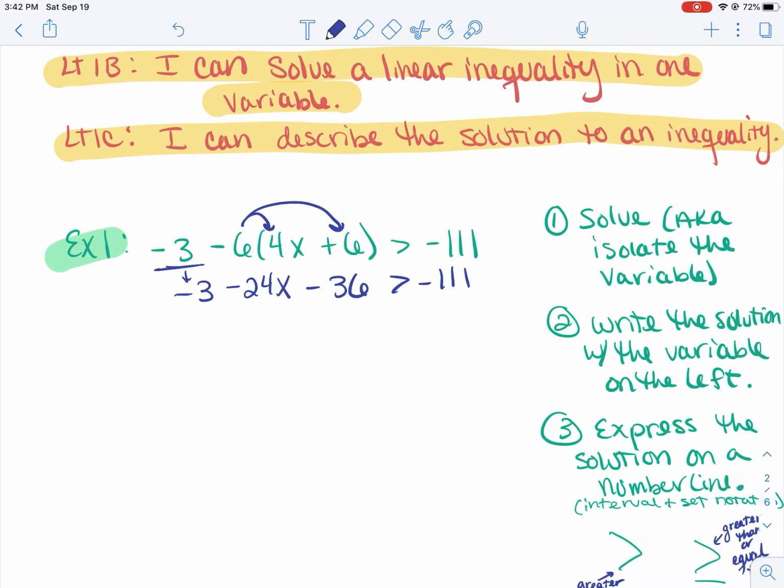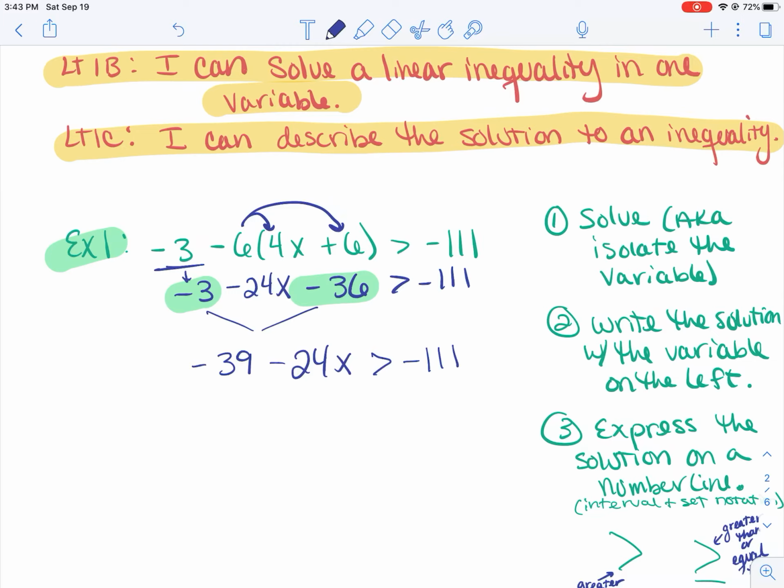Next step, we want to look for anything we can combine on the same side of the inequality sign. So on the left here, I see a constant of -3 and a constant of -36. Let's clean that up and combine those. Well, -36 and -3 together make -39. And then -24x, we're just going to bring down because it can't be combined with anything else. And that is greater than -111.